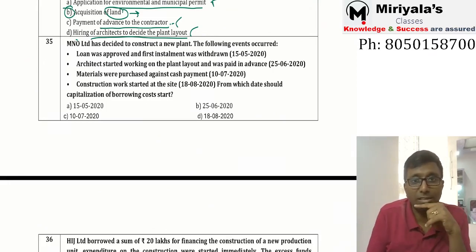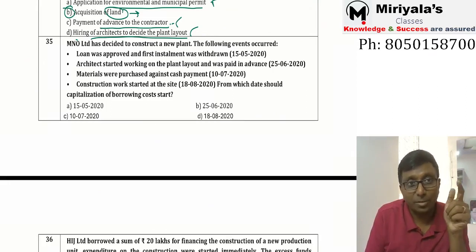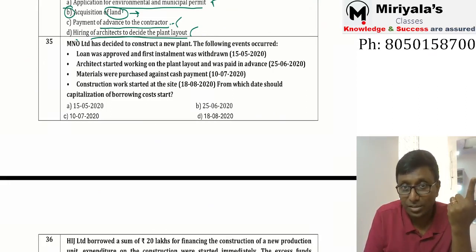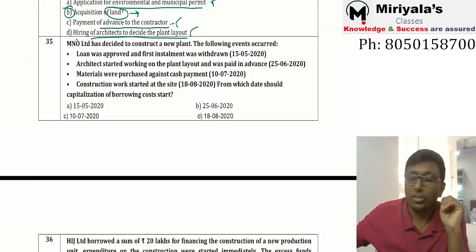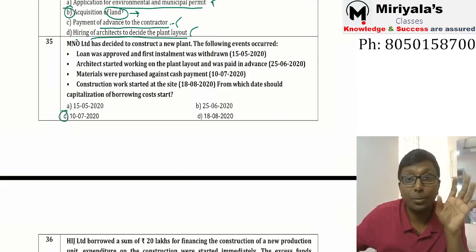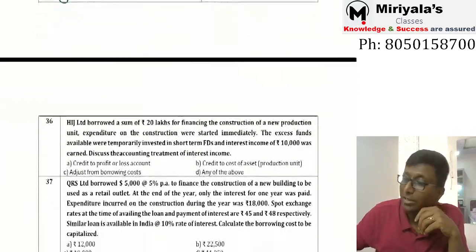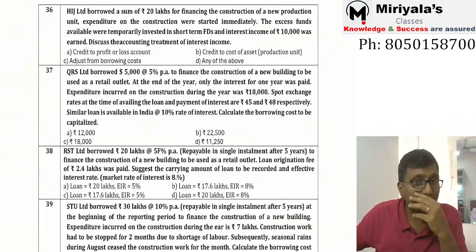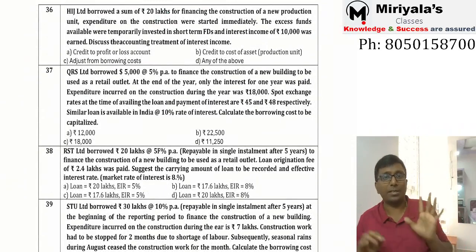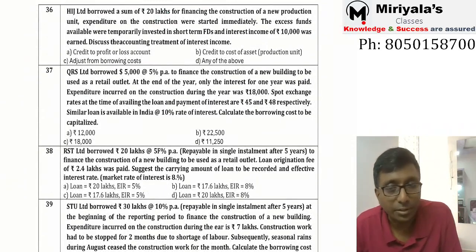Construction work started at the site. This is physical construction, but the technical work of architecture had already started. So, my dear, which date are you supposed to use? You should start capitalization from 10/7. You don't need to wait for the physical activity to start. Activities include physical, technical, administration, everything. If any one has started, that itself is sufficient.